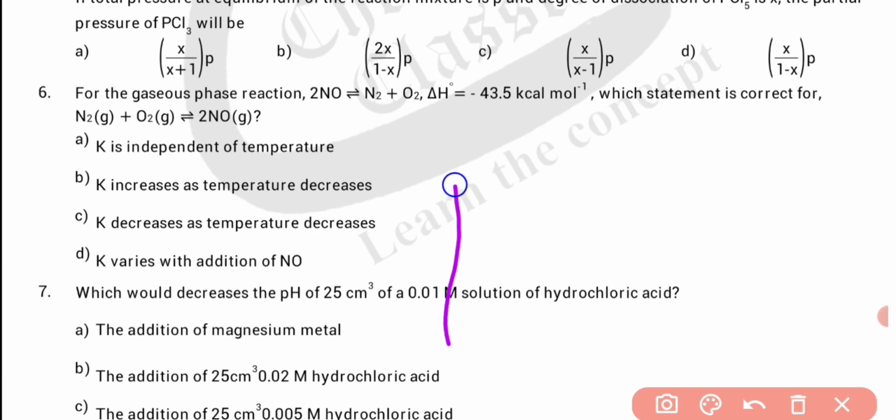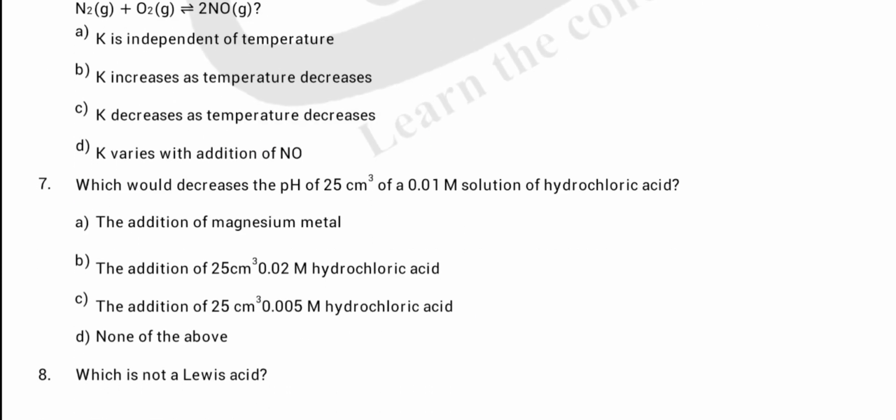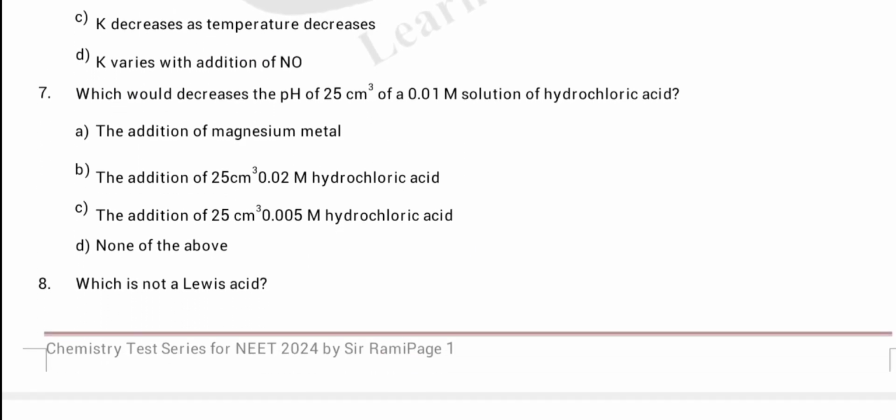Okay, let us move to the seventh question: which would decrease the pH of 25 centimeter cube of 0.01 molar solution of HCl? The first one is the addition of magnesium metal. This will not affect the pH of the HCl solution.